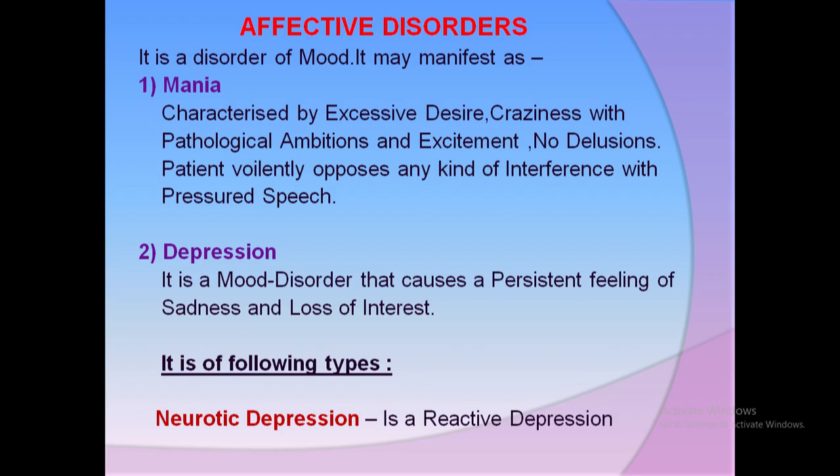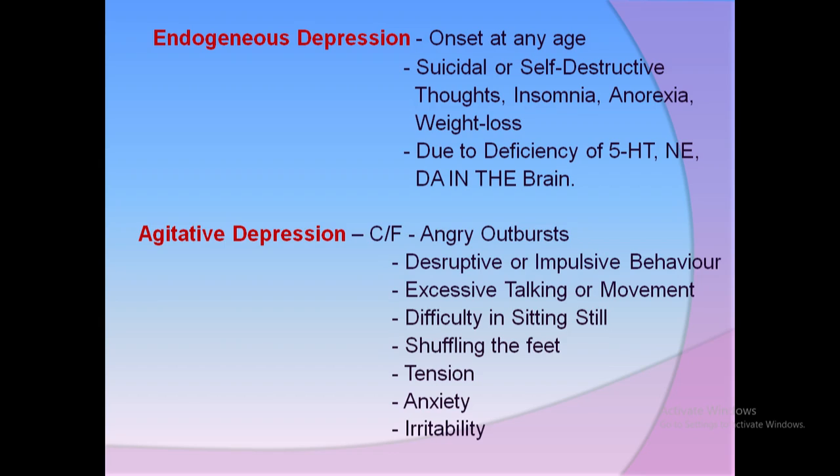Depression, it is a mood disorder that causes a persistent feeling of sadness and loss of interest. It is of following types. Neurotic depression is a reactive depression. Endogenous depression, onset at any age. There are suicidal or self-destructive thoughts, insomnia, anorexia, weight loss due to deficiency of 5-hydroxytryptamine, norepinephrine, dopamine in the brain.